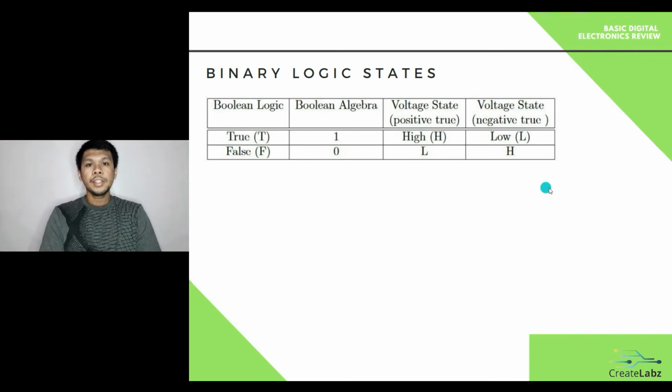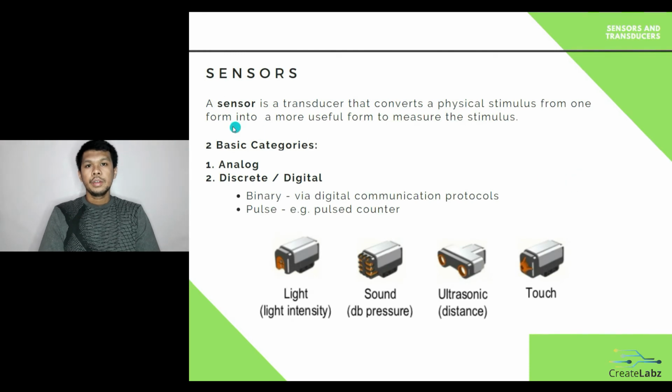Let's discuss sensors and actuators. We define a sensor as a transducer that converts a physical stimulus from one form into a more useful form, which is usually electrical, to measure the stimulus. If you have a light sensor, it is actually something like an optical or mechanical type of sensor. There's a transducer that converts it to an electrical signal, and then that electrical signal feeds to our Arduino or microcontroller.